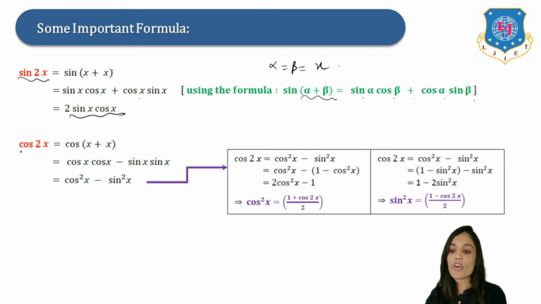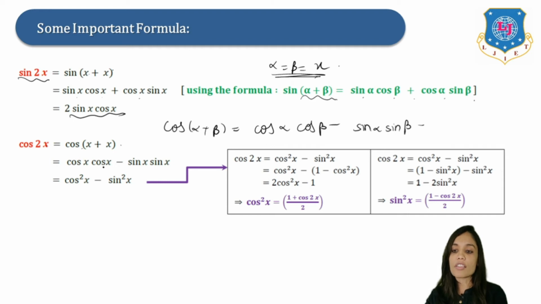Similarly, let us prove the formula of cos 2x. It can be written as cos x plus x. So again use the formula of cos alpha plus beta, that is cos alpha cos beta minus sin alpha sin beta. Again put alpha and beta as x. So you will get cos x into cos x minus sin x into sin x. So the final formula of cos 2x is cos square x minus sin square x.